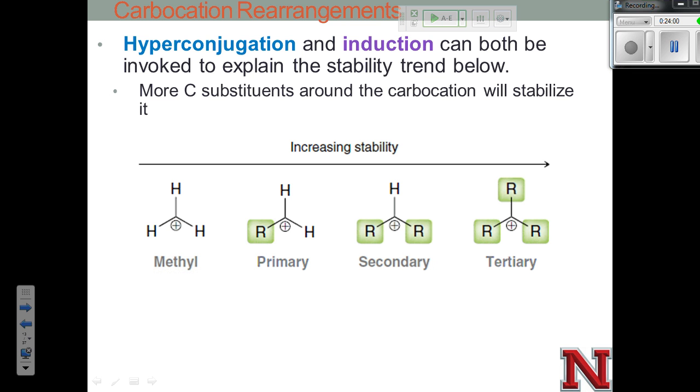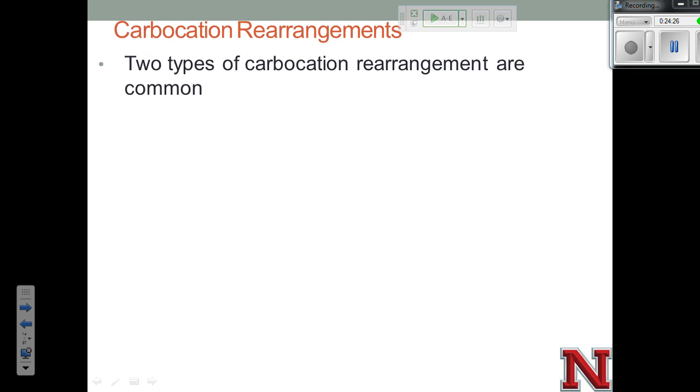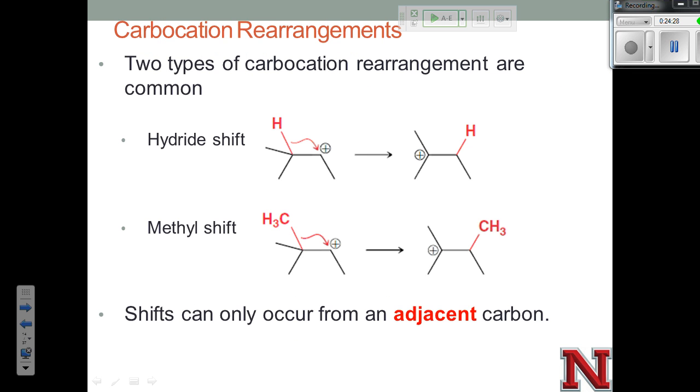Hyperconjugation, like induction, can stabilize our carbocations, remember? So we could have rearrangements. If we're going to form a more stable carbocation, we will. These are intramolecular because it happens within the molecule, which means it's fast because 2 molecules don't need to bump into each other. They're already stuck together. However, we really only see this happening with neighboring carbons because they have to be close enough together to react. So that's what we'll see. We talk about rearrangements a lot. I'm not going to focus on this too much in this particular video, but you should always watch out for rearrangements.